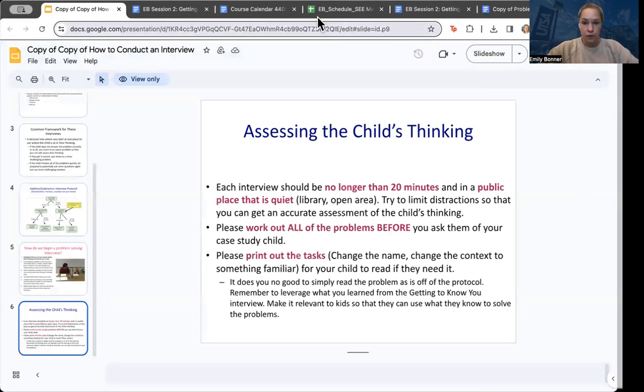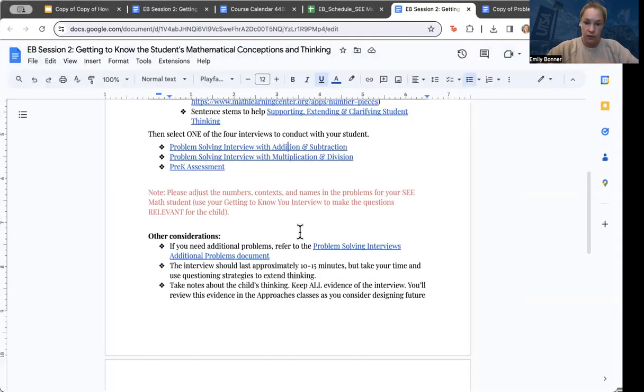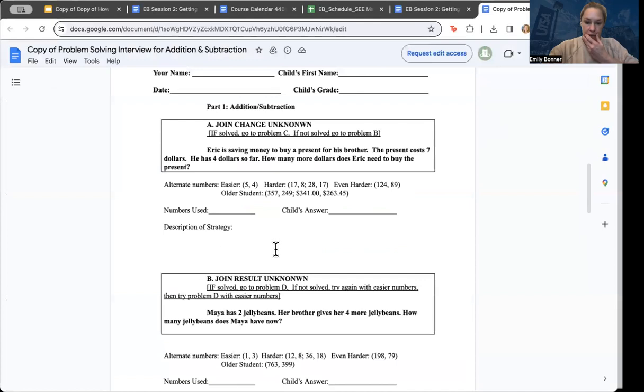Okay, so that's the basic overview. You will want to make sure also that you have additional problems ready just in case your student finishes very quickly. And you'll want to take notes about the student's thinking. Since you're just reading the problems, you can actually take notes right on that protocol. There's space kind of here for you to do that.